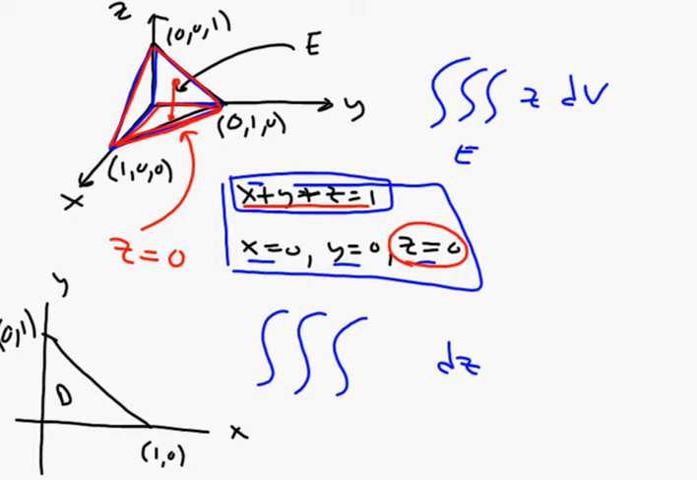So all I need to do now is say that z varies from 0, and I need to rewrite this as z equals. Well, I can do that quickly by saying z equals 1 minus x minus y. So that's what goes on here. That's how we got that upper limit of integration.